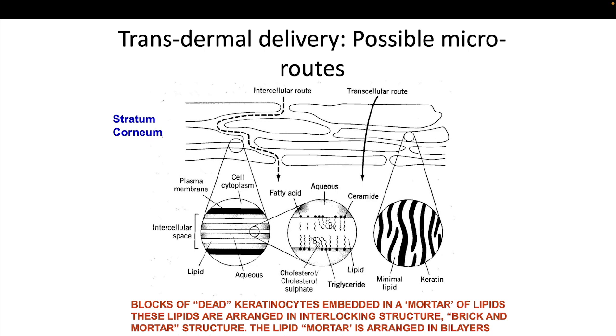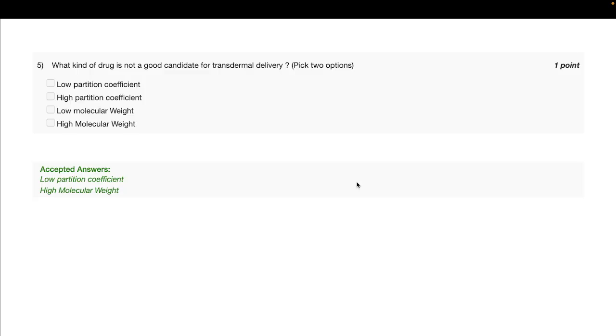So if you have drugs which have low partition coefficient, it will be difficult for them to pass through this layer. On the other hand, if you have a drug that is of a low molecular weight, it will have a low size, so it can easily permeate through these gaps. Similarly, if you have a drug that has high partition coefficient, meaning it is lipophilic, it can interact with the fatty acid layer, the lipid layer, very easily, then it can easily pass through this transcellular route. So the question is asking what kind of drug is not a good candidate for transdermal delivery. The right answer is, if it has a low partition coefficient or a high molecular weight, it will not be a good candidate to go for the transdermal route.